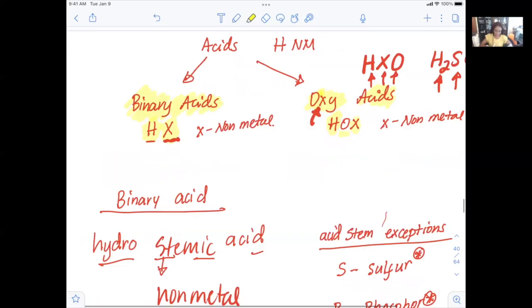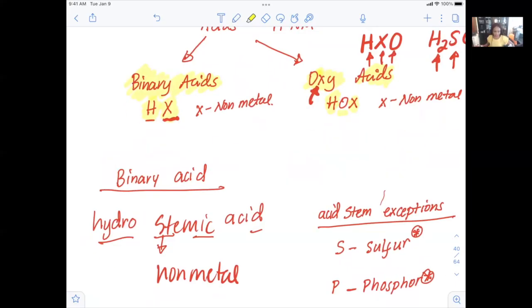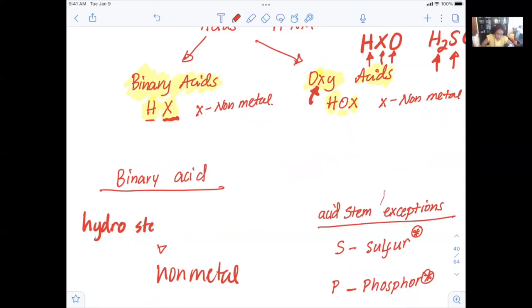Like it says right here, when you're naming the binary acid, it has four components to its name. Hydro. All binary acids begin with hydro. Then you have the stem component, and then you have ic, then you have acid. Let me highlight the part that's different. Only the stem part is different from one binary acid to another. The rest of these parts are exactly the same.